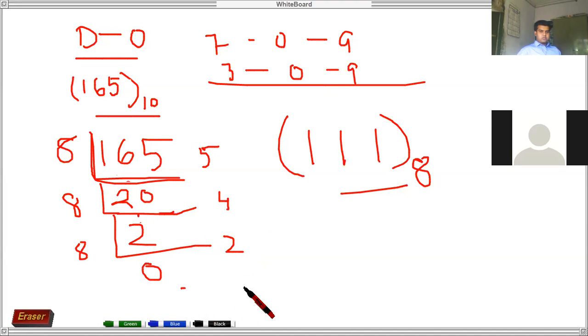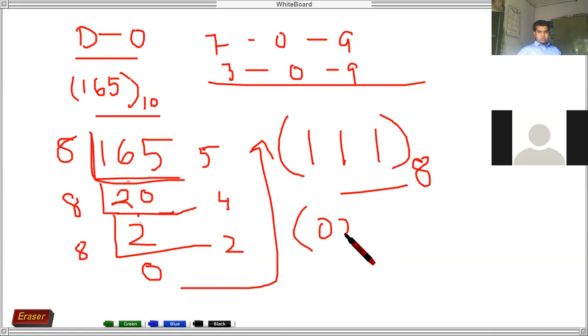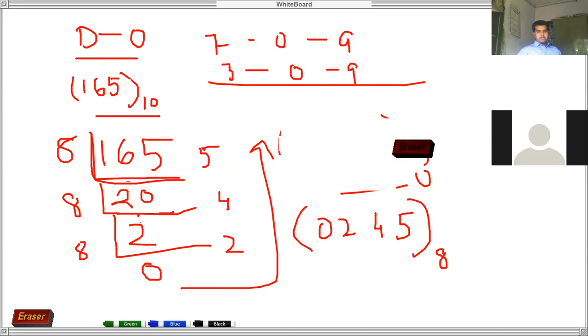Okay, so now from bottom to up we will arrange the number 0 2 4 5 with the base number 8. So 165 in the decimal becomes 0245 in the octal system.